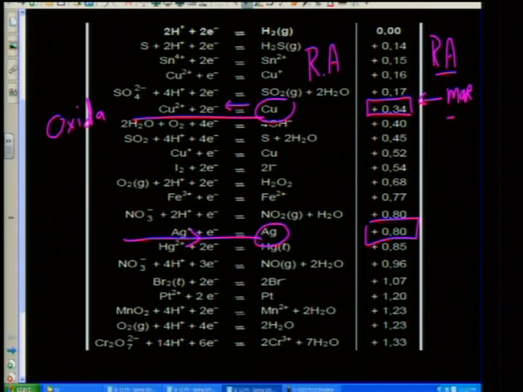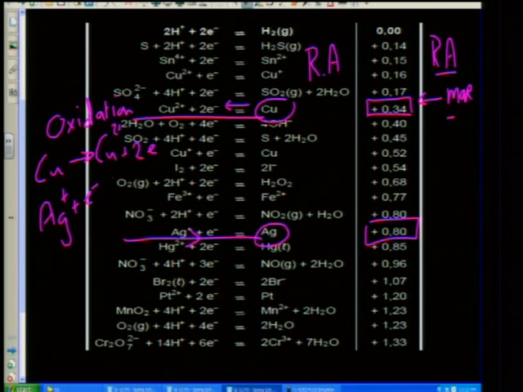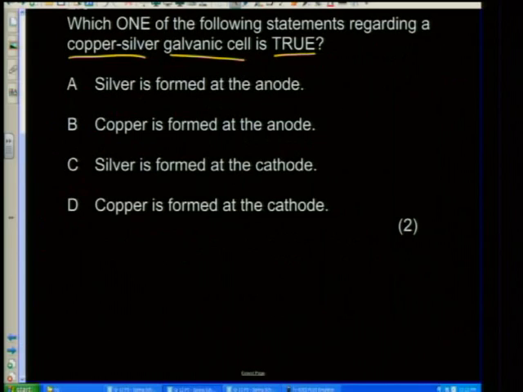We're reading it from right to left, not the normal way. So copper will go from copper metal to copper ions plus 2 electrons, where the silver is going to gain electrons and it's going to form silver. We've summarized the response of what's happening in that cell: oxidation of copper and reduction of silver ions to form silver. Now, let's see what the question actually said and see if we can pick it up from there. Silver is formed at the anode.